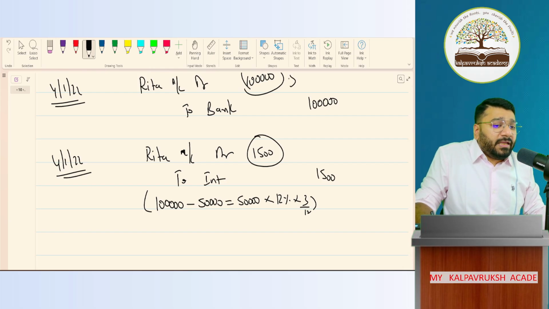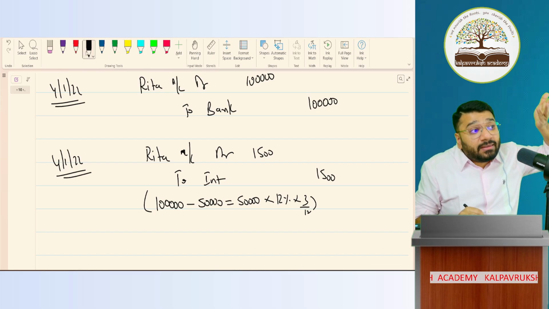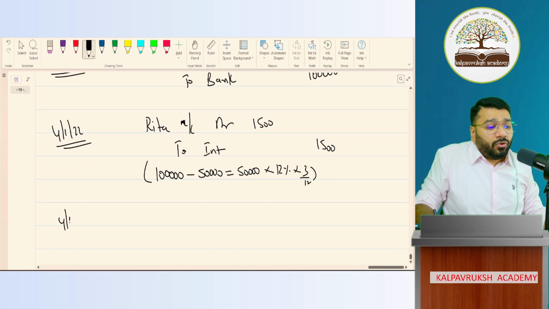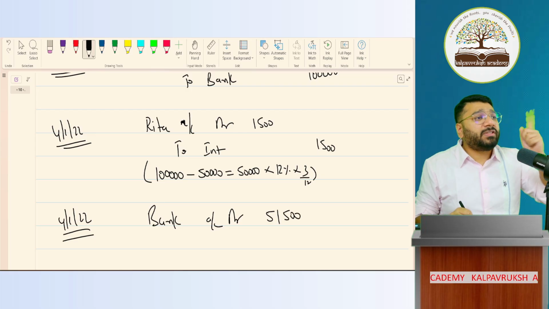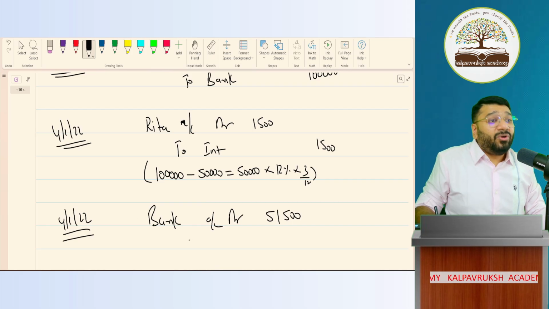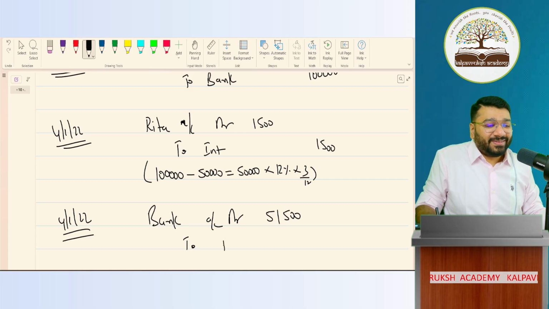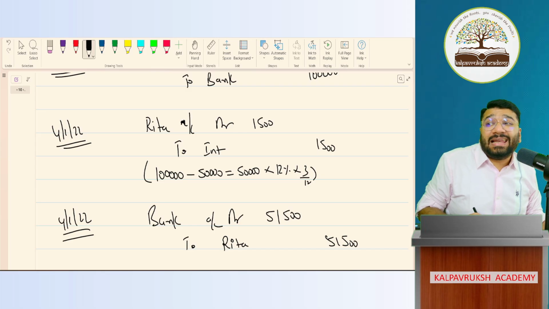In that, 50,000 is coming here and the full interest is coming here. Okay, not okay. So Rita is paying 50,000 along with interest. Paying means we are receiving. On which date? 4 January 22. So bank account debit. How much? 51,500. Who said 50,000? To Rita, credit the giver, 51,500. Okay, not okay.